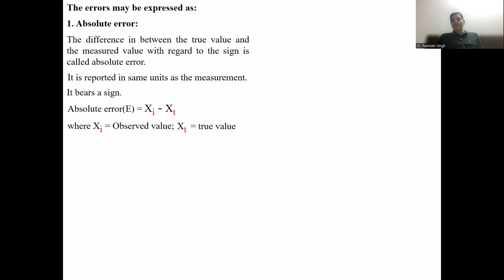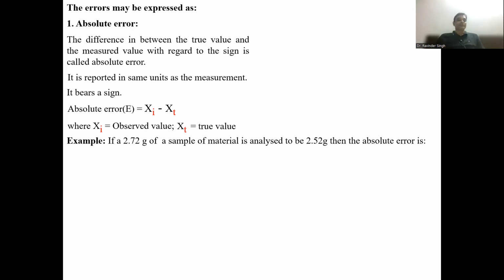Never get confused with these two terms. True value means the ideal value. Never assume that i is the ideal value. Here i is used for the observed value. Or you can use your own representation, you can show the representation as you like.